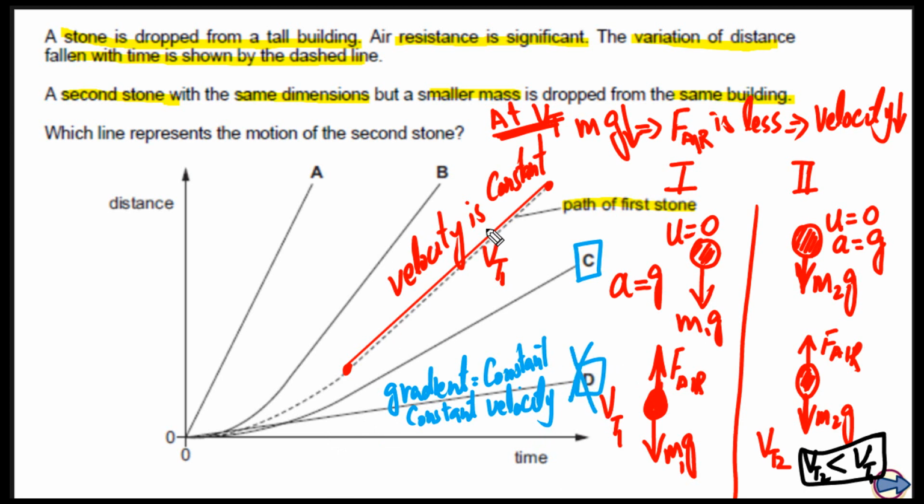It's a wrong one. And if you look at C now, we can see at the beginning it is accelerating, this is how it is accelerating here. After that the velocity becomes constant. So this is our right answer.